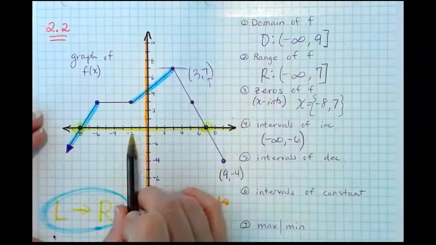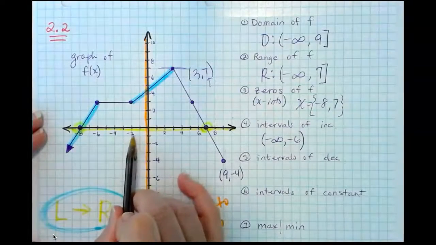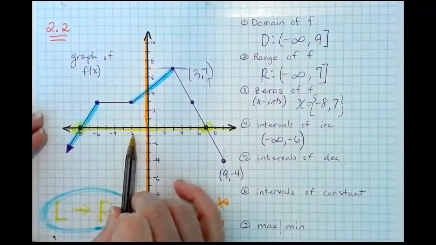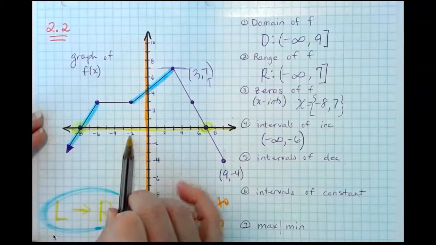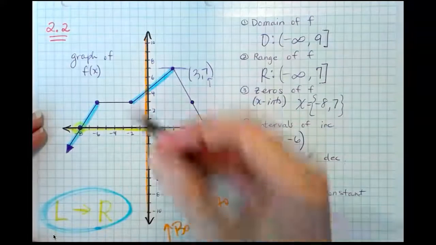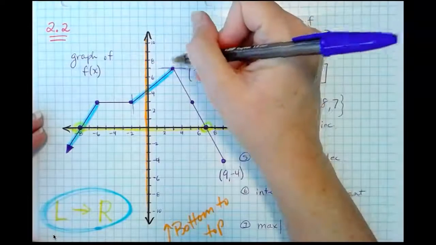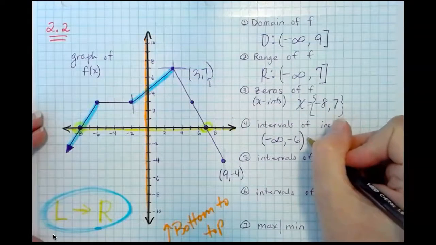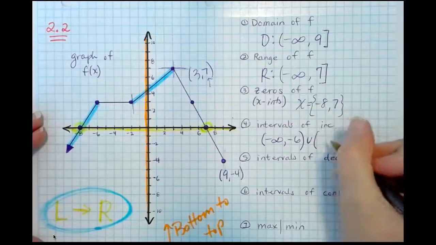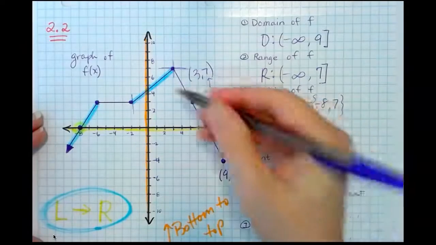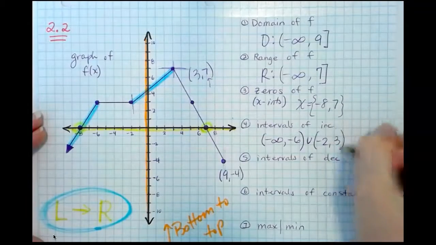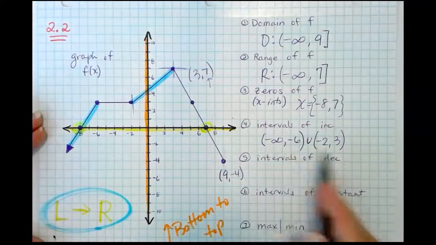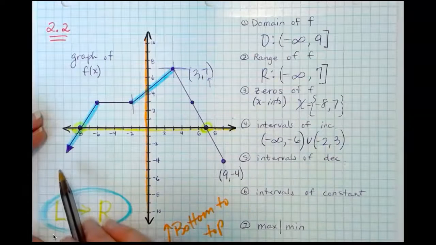We pick it up again. Remember, left to right, we're talking about the domain. We're going to increase again from -2, from here all the way to here. So another interval, so we can say union, -2 to 3, close the parentheses. These are the 2 intervals where the function is increasing.